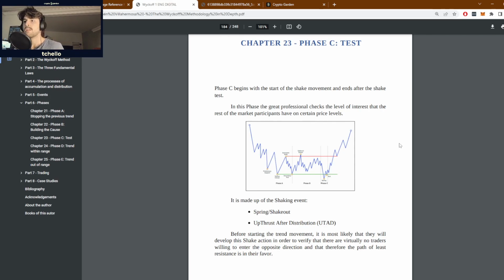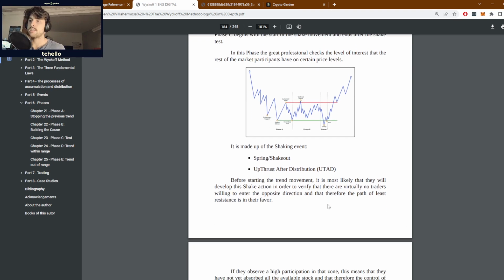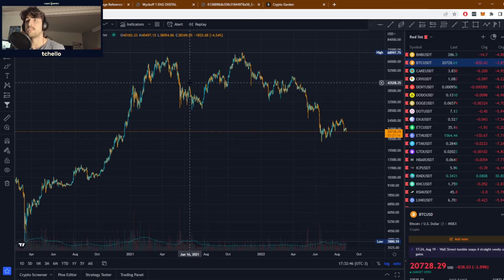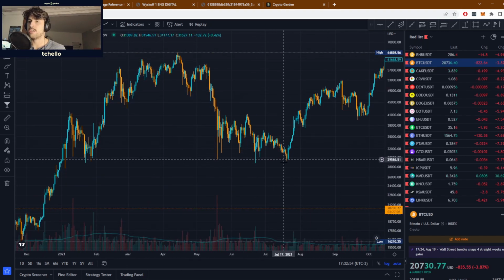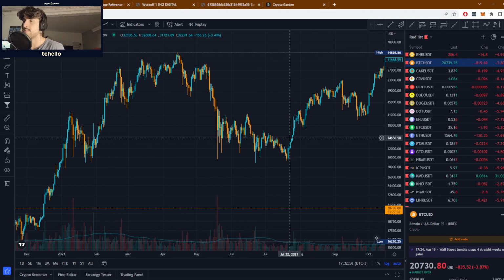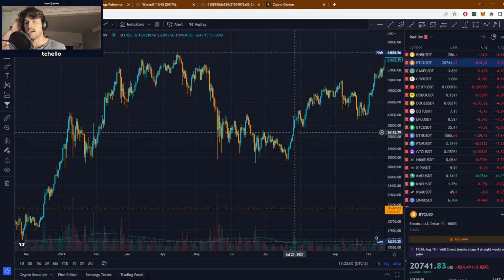So basically, the shaking event is made up of the spring or shakeout, and the upthrust after the distribution in the case of a distribution. Before we start a trend movement, this is not a necessary requisite. It's not obligatory that we have this kind of shaking event, but it is very likely that it happens because it serves the purpose of being the test of the last conditions of the market.